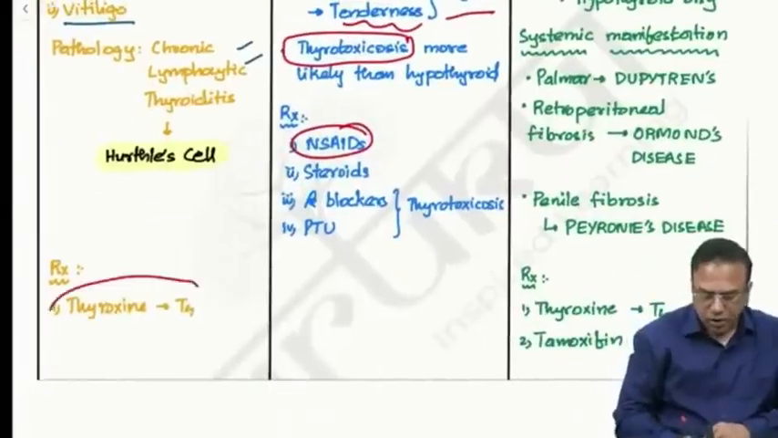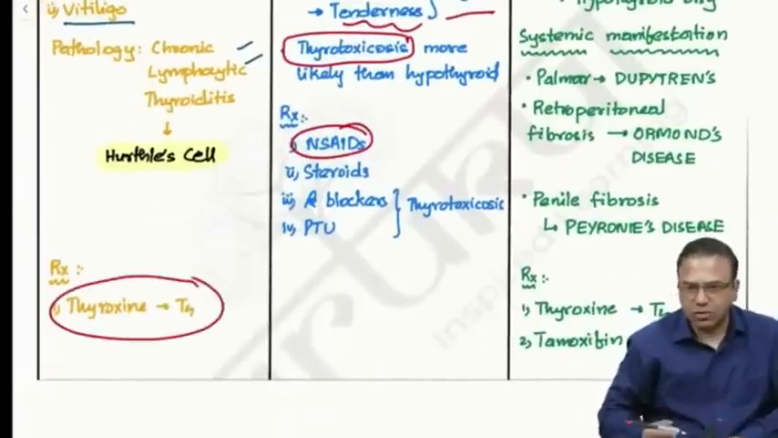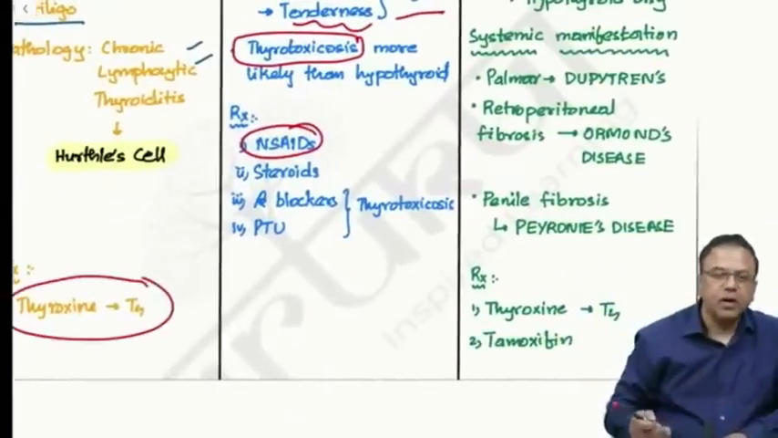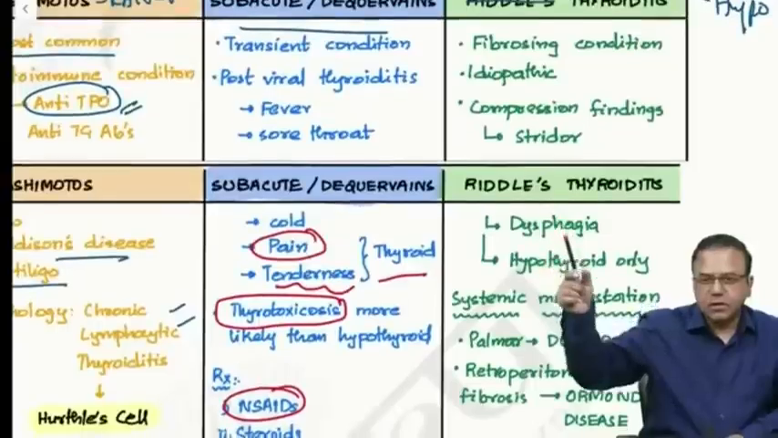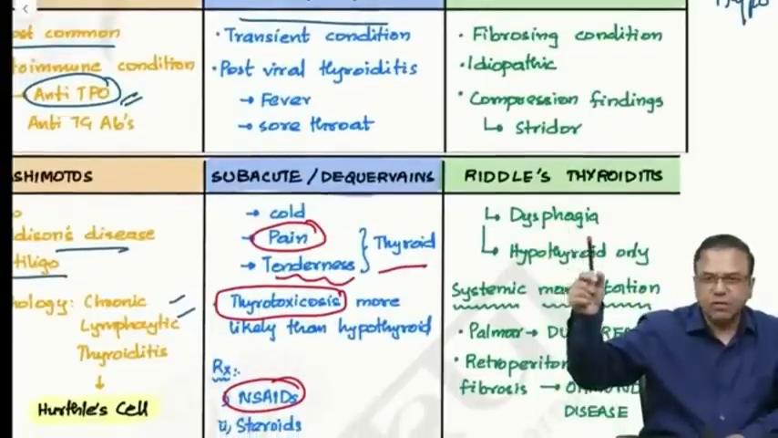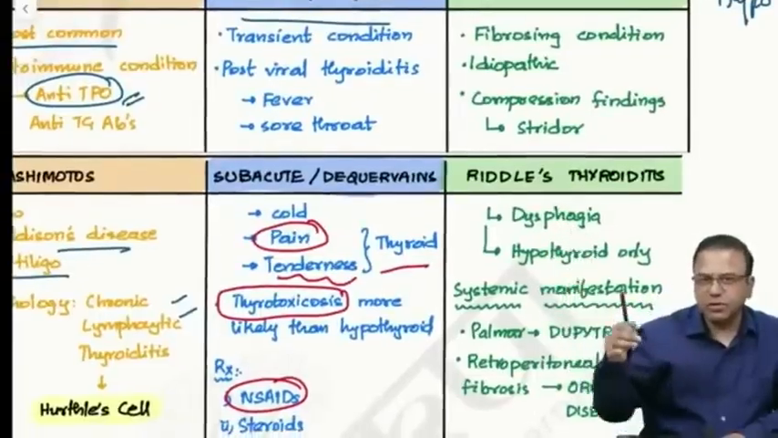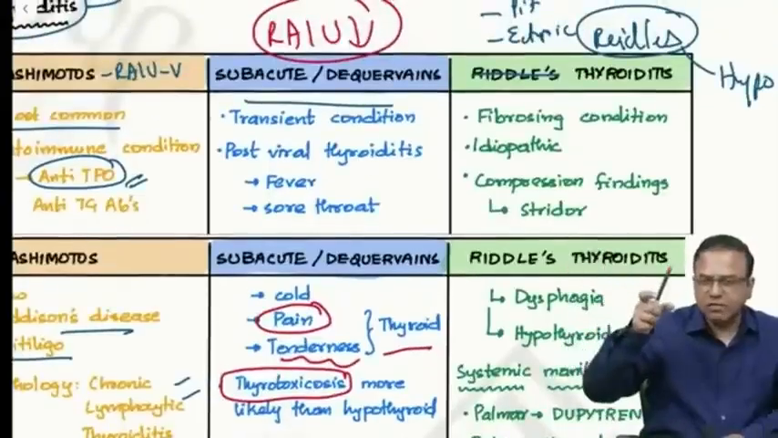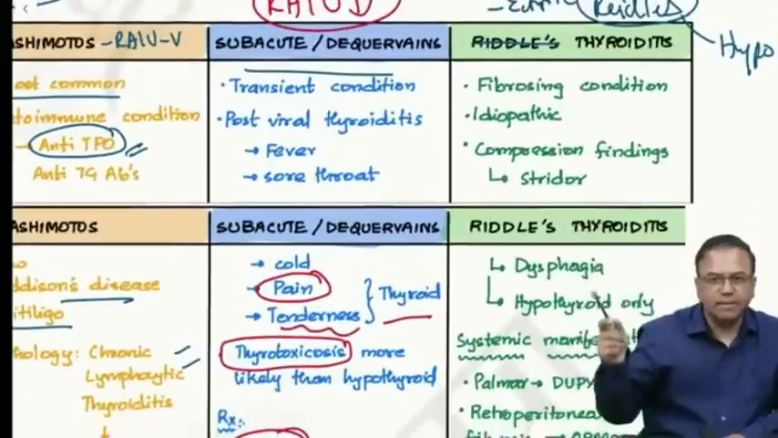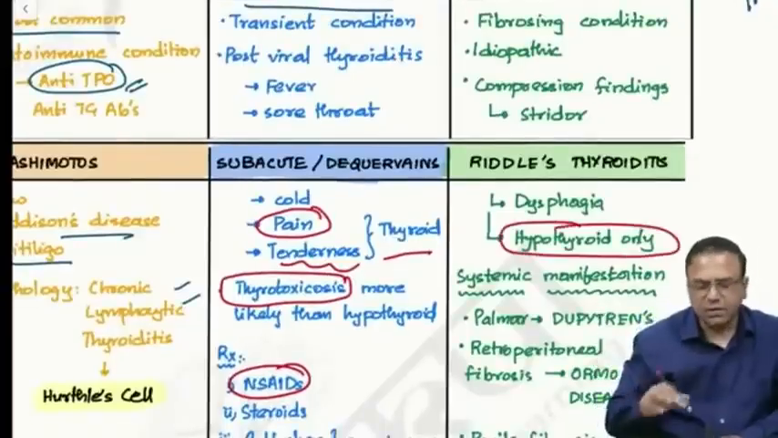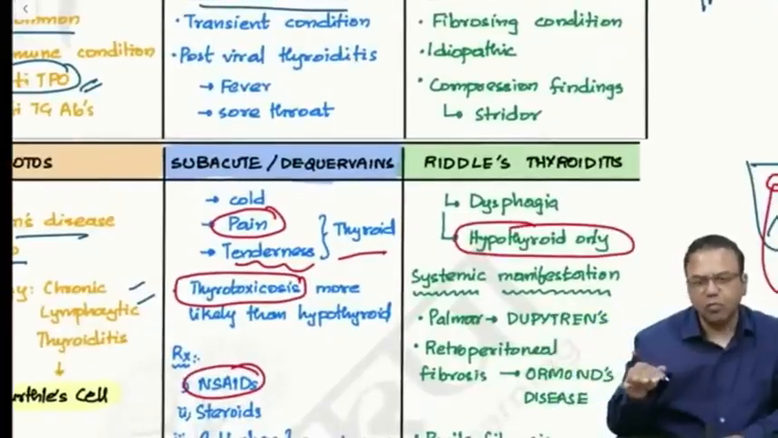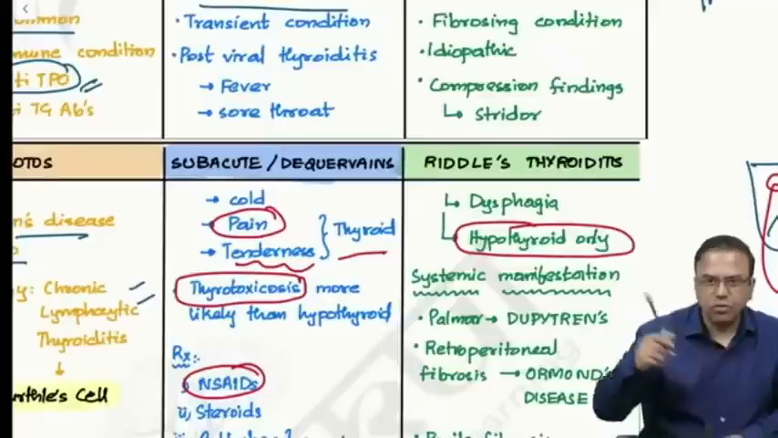So in all hypothyroid patients, the treatment is thyroxine. You give T4. Riedel's thyroiditis is a fibrosing condition. The exact reason why fibrosis is occurring, we don't know, but estrogen is playing a role in the fibrosis. That fibrosis causes compression findings; dysphagia and stridor can occur. And these patients will never be leaking thyroxine like other thyroiditis. It only has a hypothyroid component. So from euthyroid, it goes directly into hypothyroid.